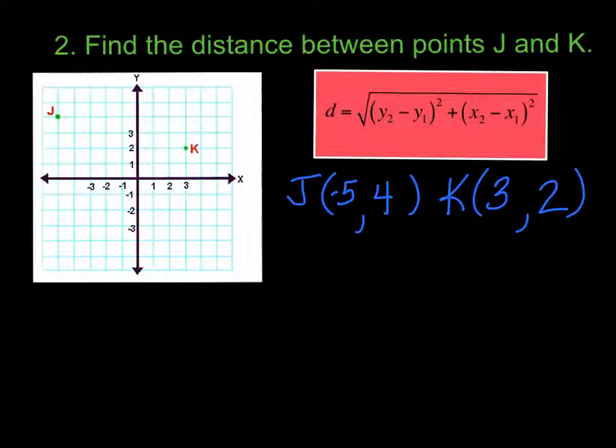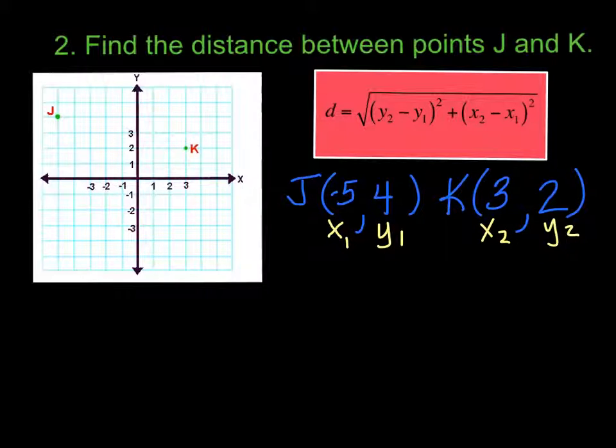So J is our first point, so we're going to call that x1, y1, since it's our first point. And K is our second point, so we're going to call that x2, y2. Now, if you switched them and you made K your first point, it's okay. You'll still get the same answer.